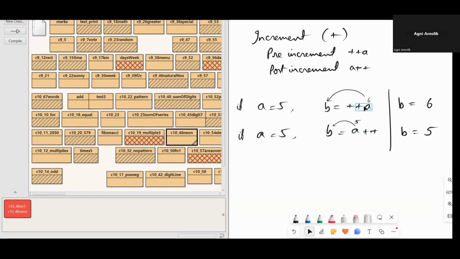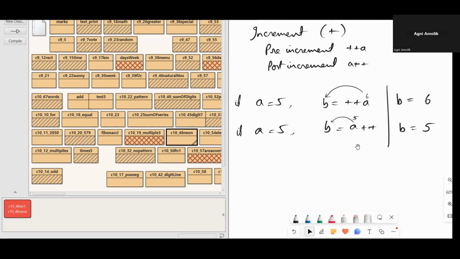Now what happens in plus plus a? First, the value of a will get incremented, and then it gets stored or used. In post increment, first it will store the a value, and then it will get incremented. So in the first case, in pre-increment, b's value will be 6 because you're first incrementing the value of a and then storing. In the second, post-increment, b's value will be 5 and then a's value gets incremented.